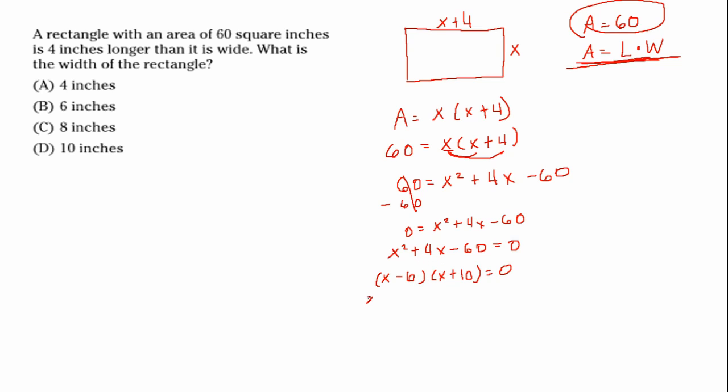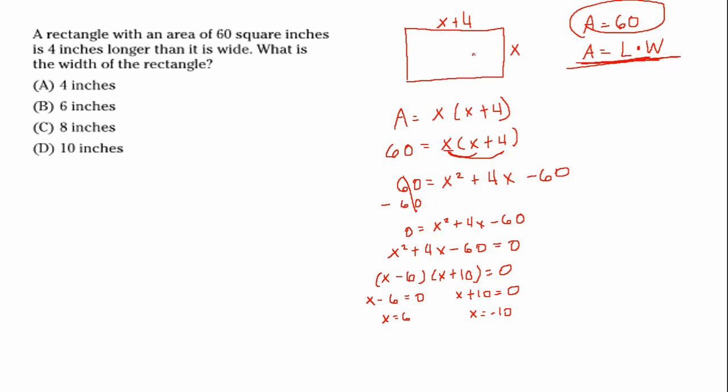Now we take these and set them equal to 0 separately. X minus 6 equals 0. X plus 10 equals 0. Solve by simply moving this 6 over. X is going to be 6. Solve by moving this 10 over. X equals negative 10. Okay.